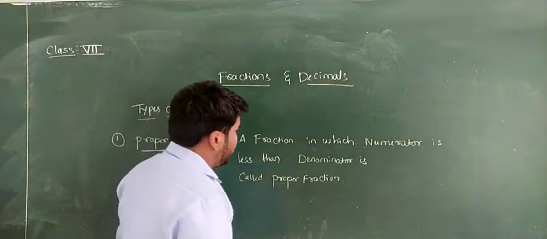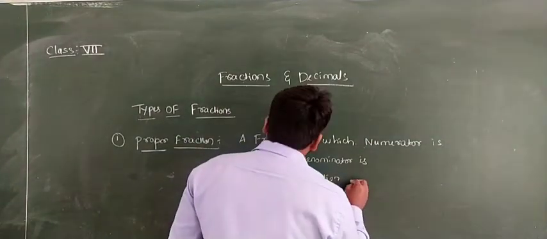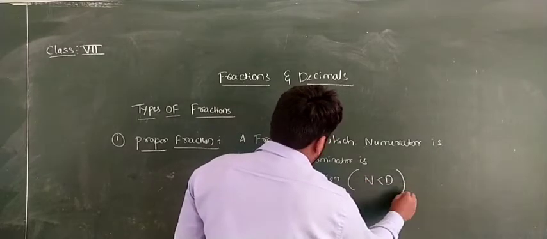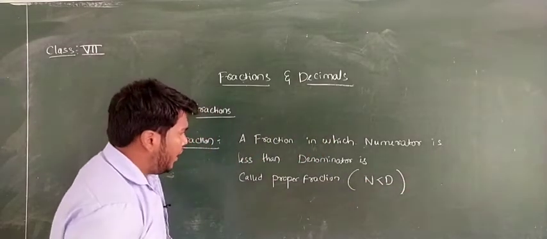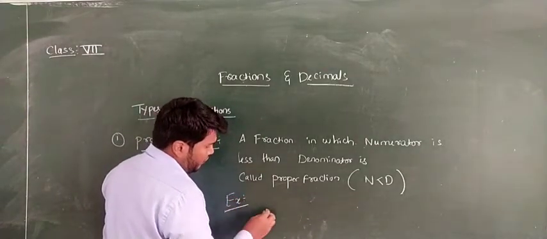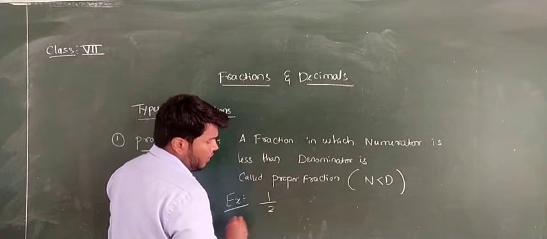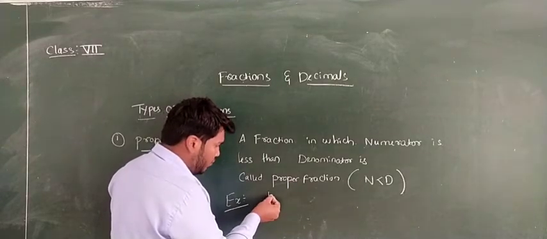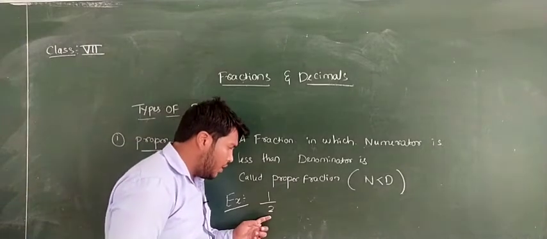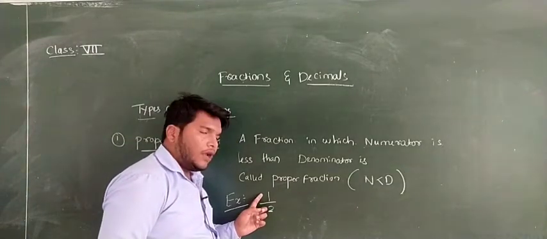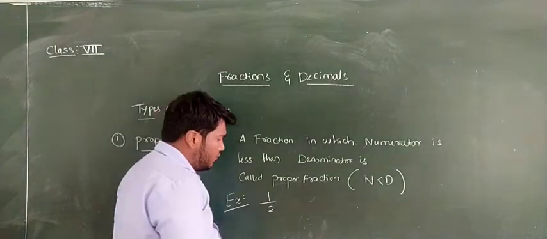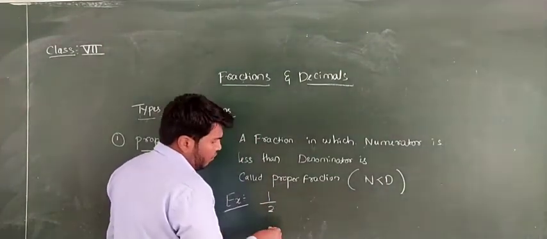Here see the condition, so you can write in the bracket: numerator is less than denominator. Examples for the proper fraction you can give as 1 by 2, because here numerator is 1 and denominator is 2. Which is the bigger number? The bigger number is the denominator and the smaller number is 1. So 1 is less than 2, so it is a proper fraction.